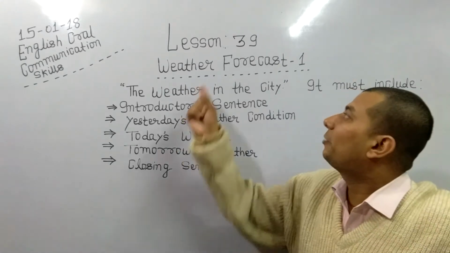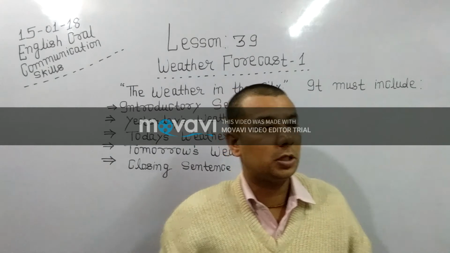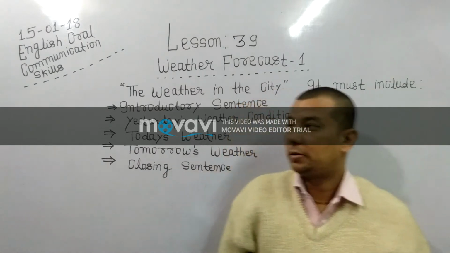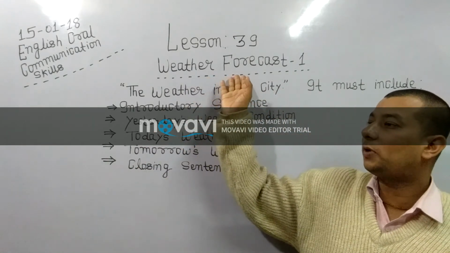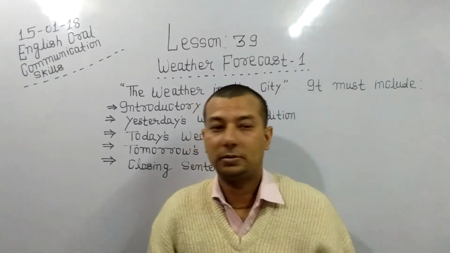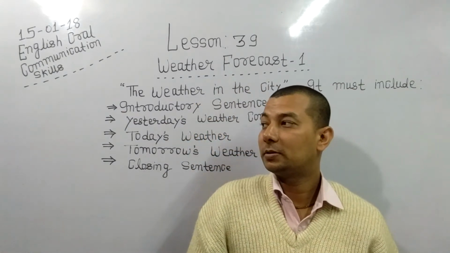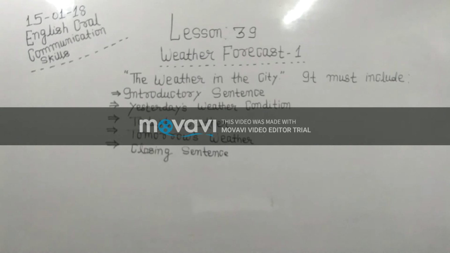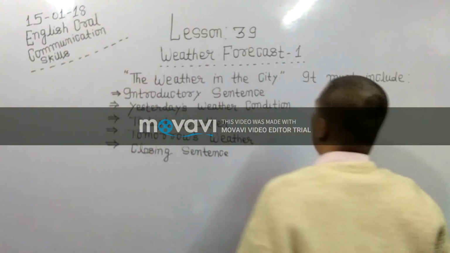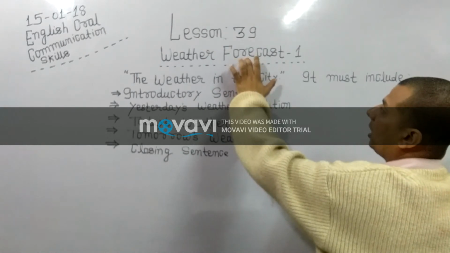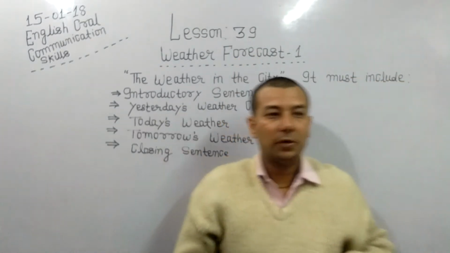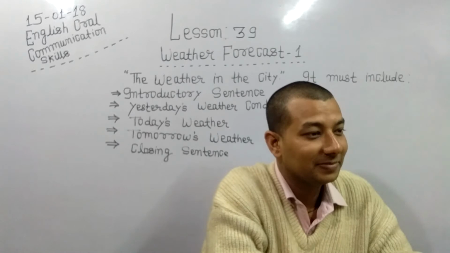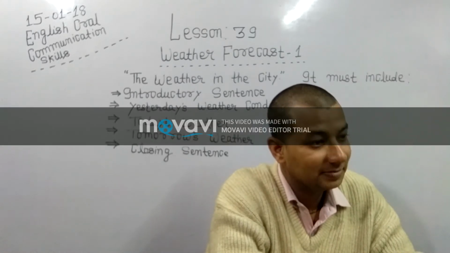Now coming to the lesson's name, weather forecast. What is the meaning of the word forecast? It means the foretelling of something that has not yet happened. So my dear friends, we were talking about lesson number 39, weather forecast 1. What do we understand from this word forecast? Yes, Mr. Thakur. Sir, telling the future with the help of weather scientists is called weather forecast.